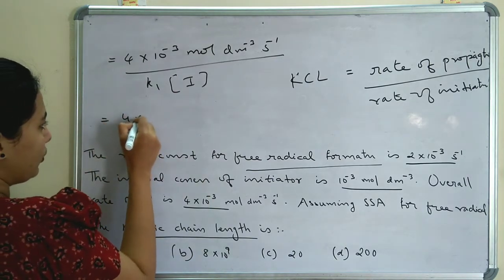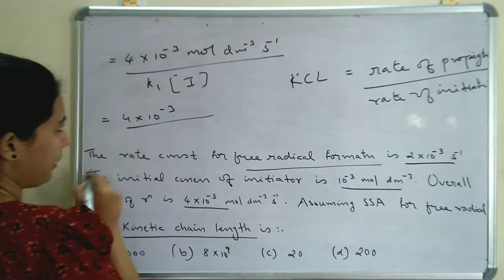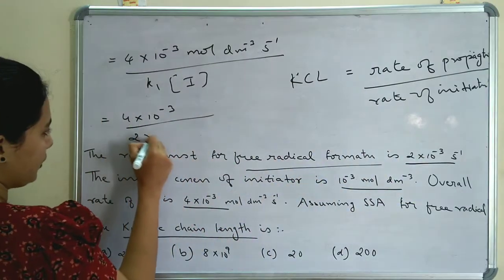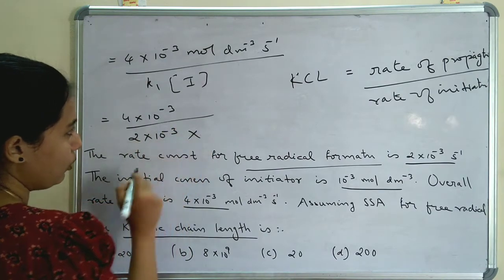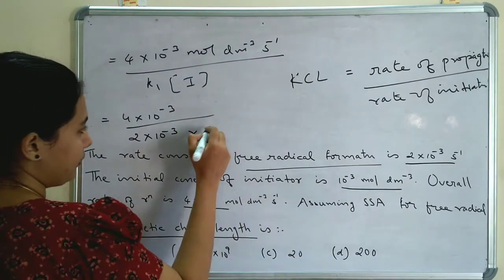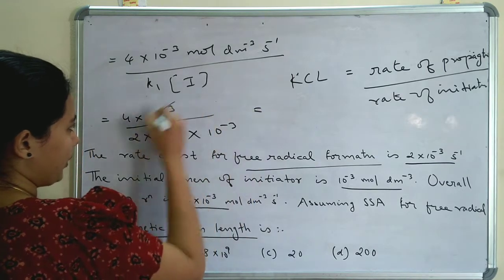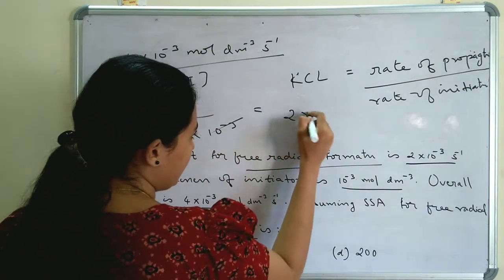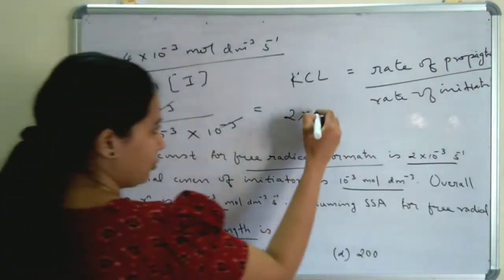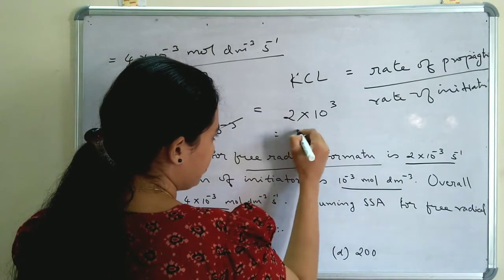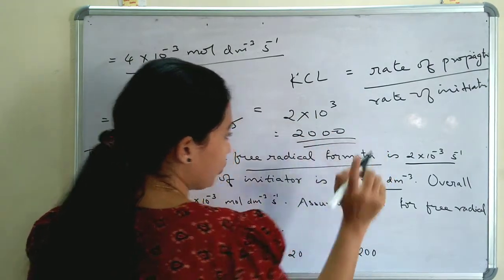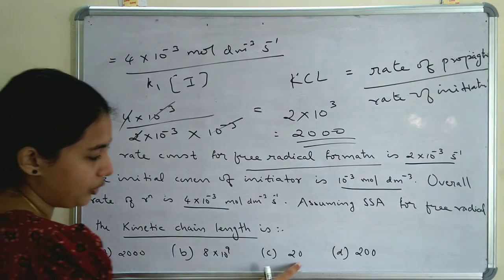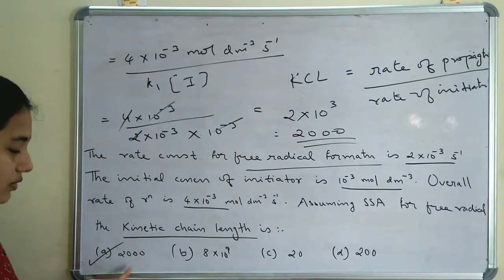So substituting 4 into 10 raised to minus 3 divided by K1, which is 2 into 10 raised to minus 3, into concentration of I, 10 raised to minus 3. So 10 raised to minus 3 cancel. Then 2 into 10 raised to minus 3 comes to numerator, 10 raised to 3, 2000. No unit for kinetic chain length. So options are 2000, 18, 10 raised to 9 and 20, 200. So the right answer is 2000.